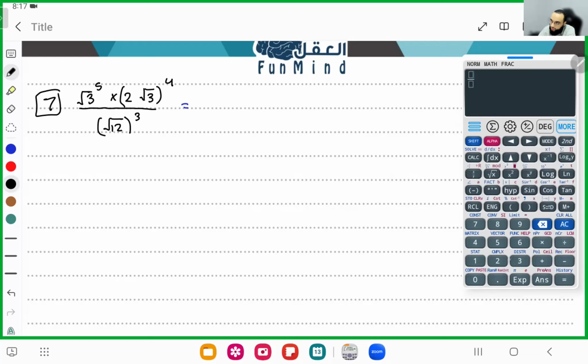Fraction first. Then root 3 power 5, outside the root and then power 5. Like that. Don't put the power inside the root. Go outside the root. Then times open bracket, 2 root 3. Go outside the root. Close the bracket, power 4. Go down. Square root 12, power 4. Power of 3. Close the bracket. What's the answer you got?